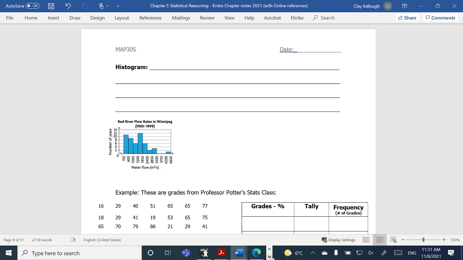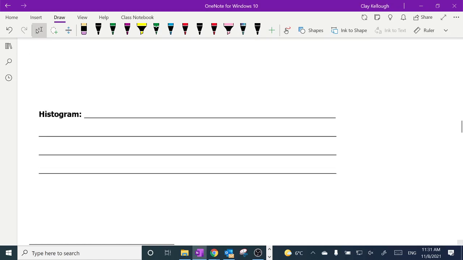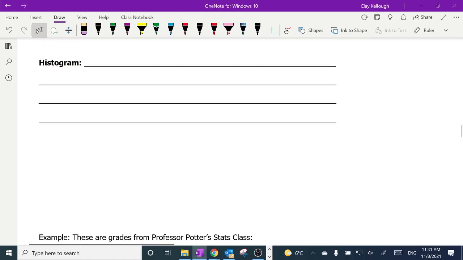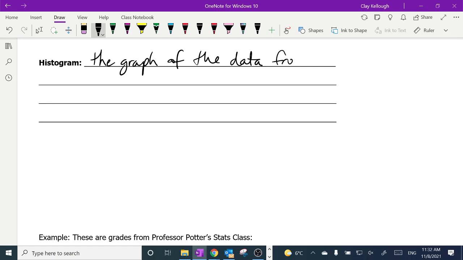Next, let me go back to where I can write. Next, we go to what a histogram is. Now, a histogram is very much like a bar chart, like a bar graph, but it is actually the graph of the data from a frequency distribution chart.